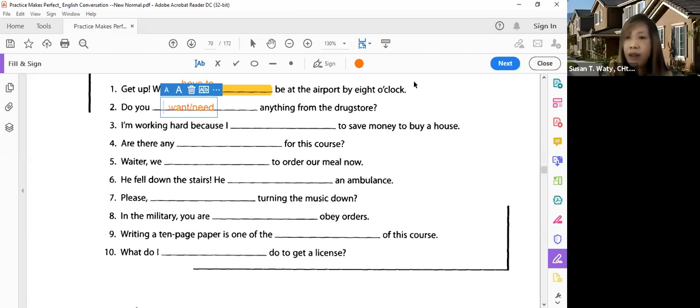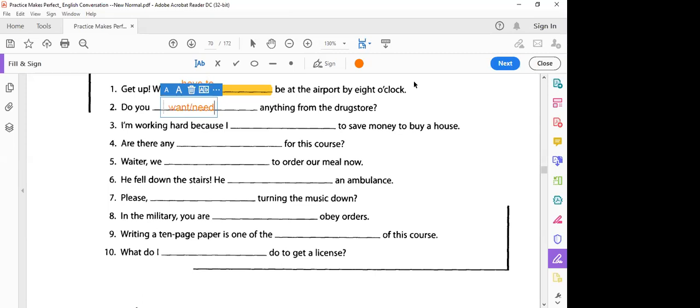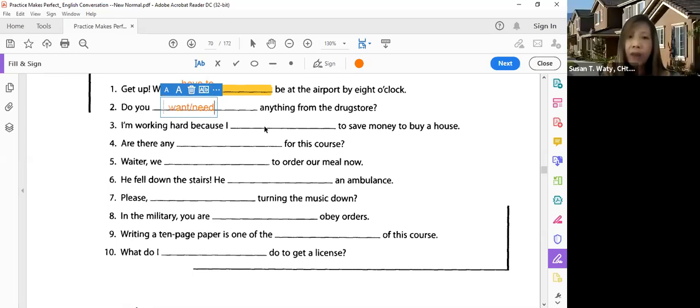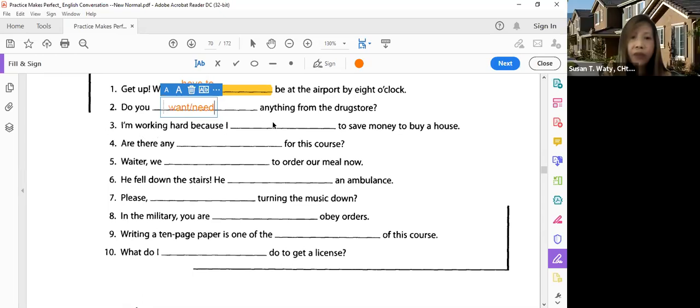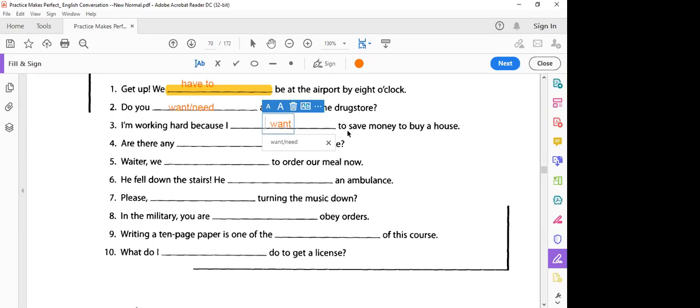Okay, all right. Thank you, Steven. Next, I'm working hard because I blah blah blah to save money to buy a house. Let's have Pichu. Yes, Miss. Pichu, let's try number 2. Go ahead. I'm working hard because I want to save money to buy a house. Perfect. Okay, that's the word that we learn in this chapter. So I want. Okay, thank you, Pichu.